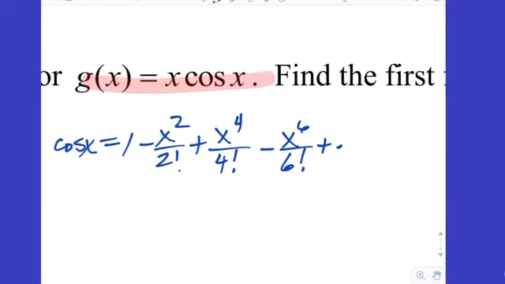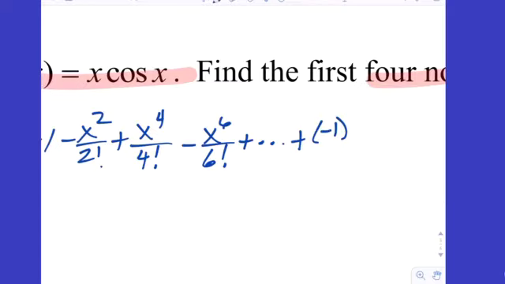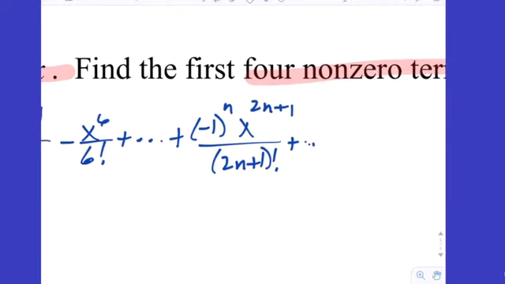Plus, dot, dot, dot. Plus the nth term is negative 1 to the n times x to the 2n all over the quantity 2n factorial, plus dot, dot, dot, and it's just 2n. Okay, I caught it. I caught it before y'all did. I get credit for catching that one, not y'all.